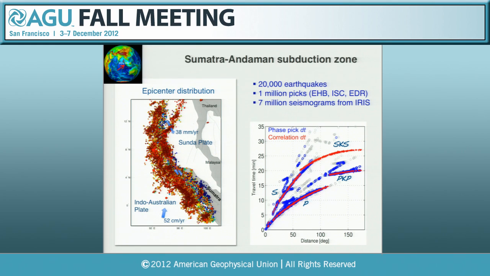We get first arriving and late arriving P and S phases. On top of that, we did the correlation measurements for first arriving P and S phases, including the core phases. Now, the core phases are important because of the downgoing ray path. They constrain relative depth very precisely.